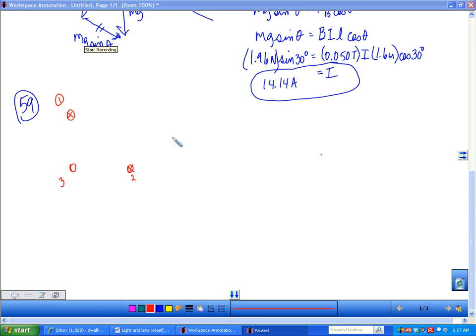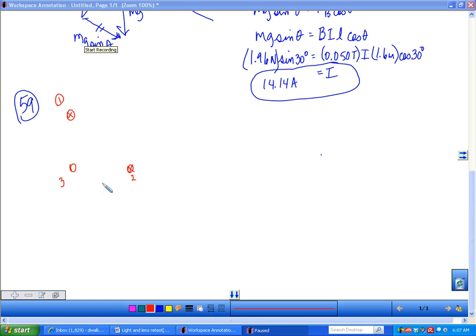Okay, so I'm looking at number 59 in chapter 21, and it says that we have 3 wires. We're seeing the ends of them, wire 1, 2, and 3. The current is going into the page for wire 1, into the page for wire 2, and then they're going to ask us something about wire 3.